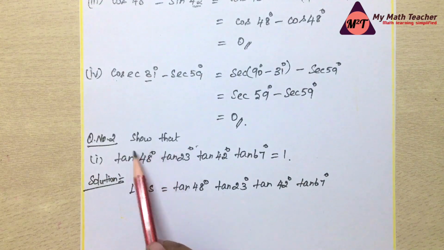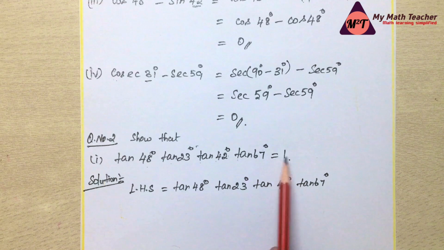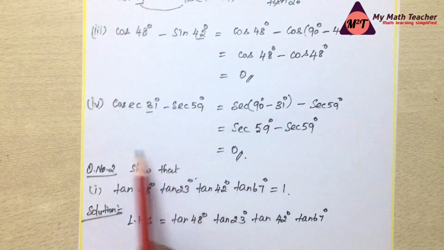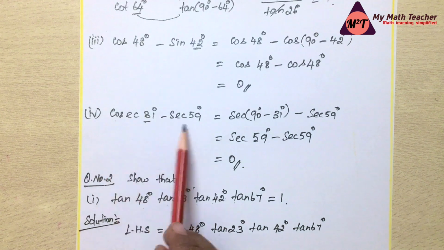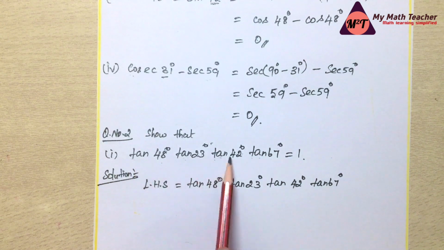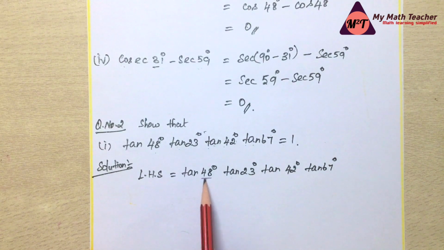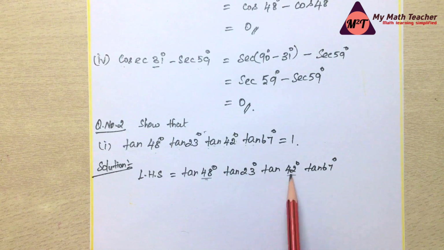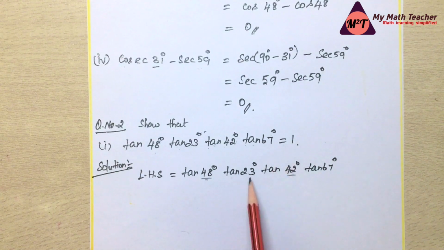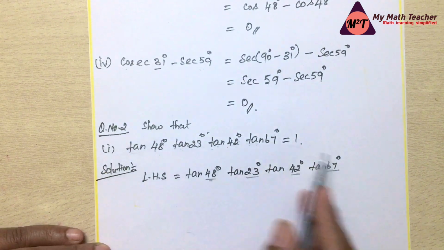Question number 2 here is, show that tan 48 degrees, tan 23, tan 42, tan 67 is equal to 1. So in our previous question, you must have noticed they had given the complementary ratios as well as the angles to solve the problems. We can notice the given ratio is the same, all are tan here. So in this case, we have to do something to bring the complementary ratios. First, notice that tan 48, this angle is complementary to 42. So 48 plus 42 is 90. Whereas 23 and 67 are complementary angles. With this information, we will solve the problem.